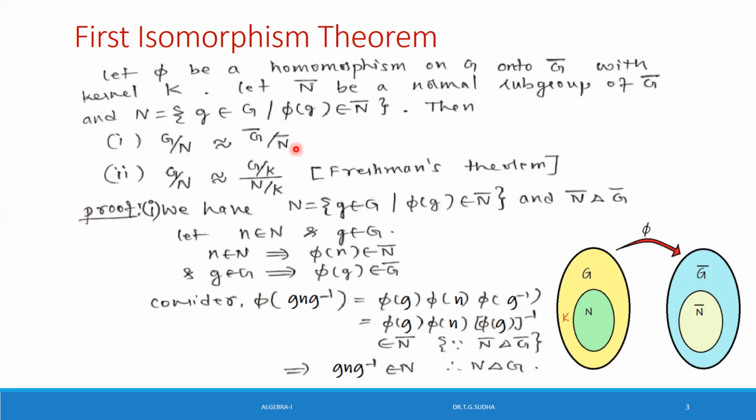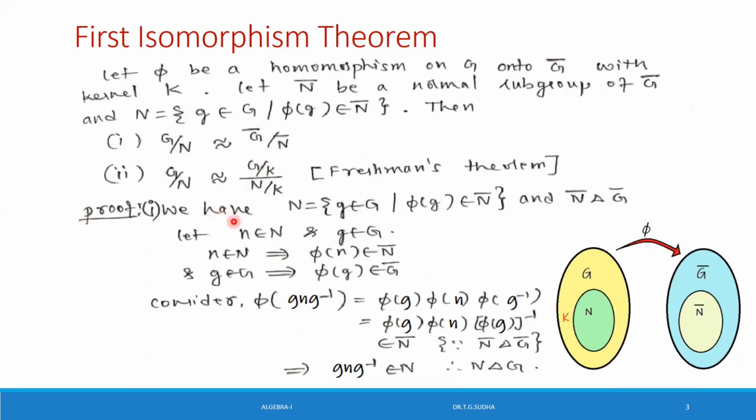Then we need to prove that G by N is isomorphic to G bar by N bar, and G by N is isomorphic to G by K by N by K, which is also known as the Freshman's theorem. So let us prove the first one, that is G by N is isomorphic to G bar by N bar.